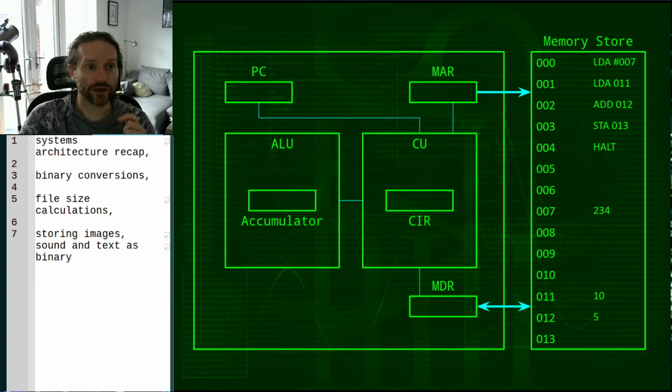Should we do some binary conversions? That's a thing that we haven't done in a while. Do you want to do some binary conversions? Yes, sir. Do some binary conversions.